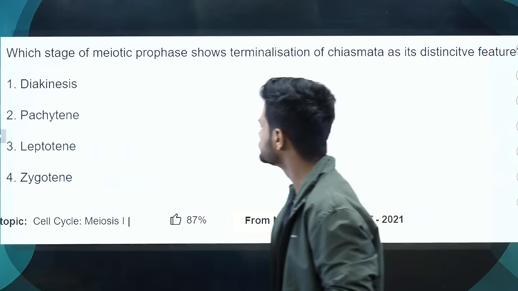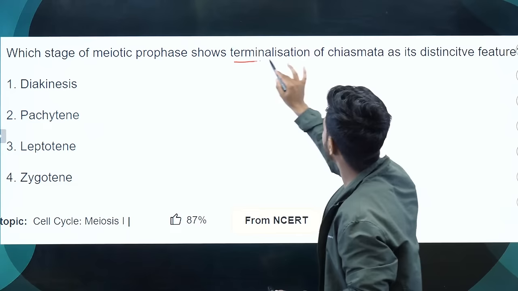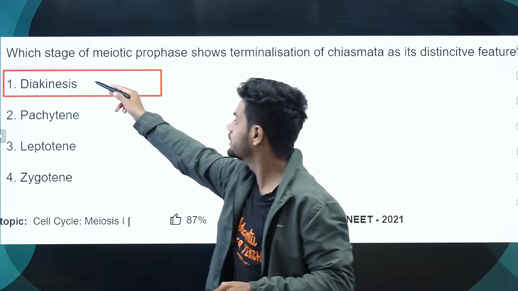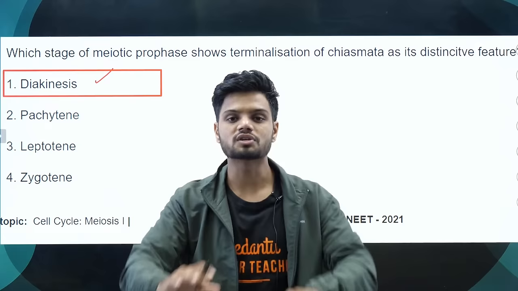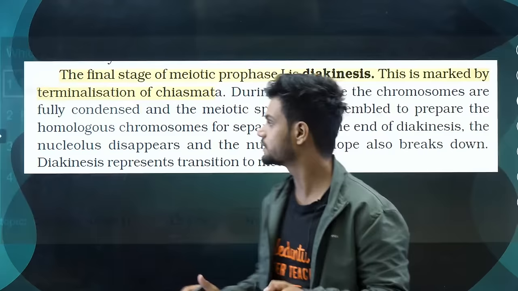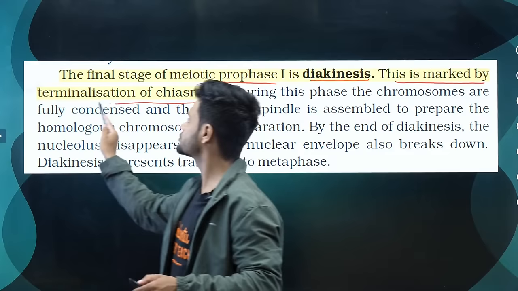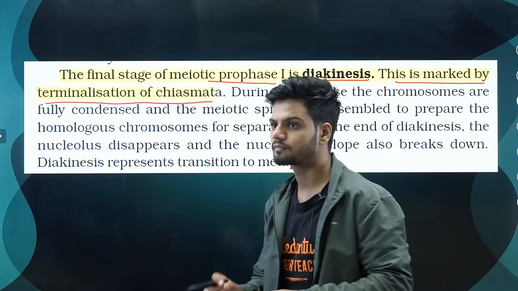Next question. Which stage of meiotic prophase 1 shows termination of chiasmata? Termination of chiasmata is happening at which phase? Easy question. The last phase, that is going to be your diakinesis. The last phase of your prophase 1 is diakinesis, in which chiasmata are completely dissolved. Termination. That is, final stage of your meiotic prophase, diakinesis. This is marked by the termination of chiasmata. Clear? Now, students, next question.